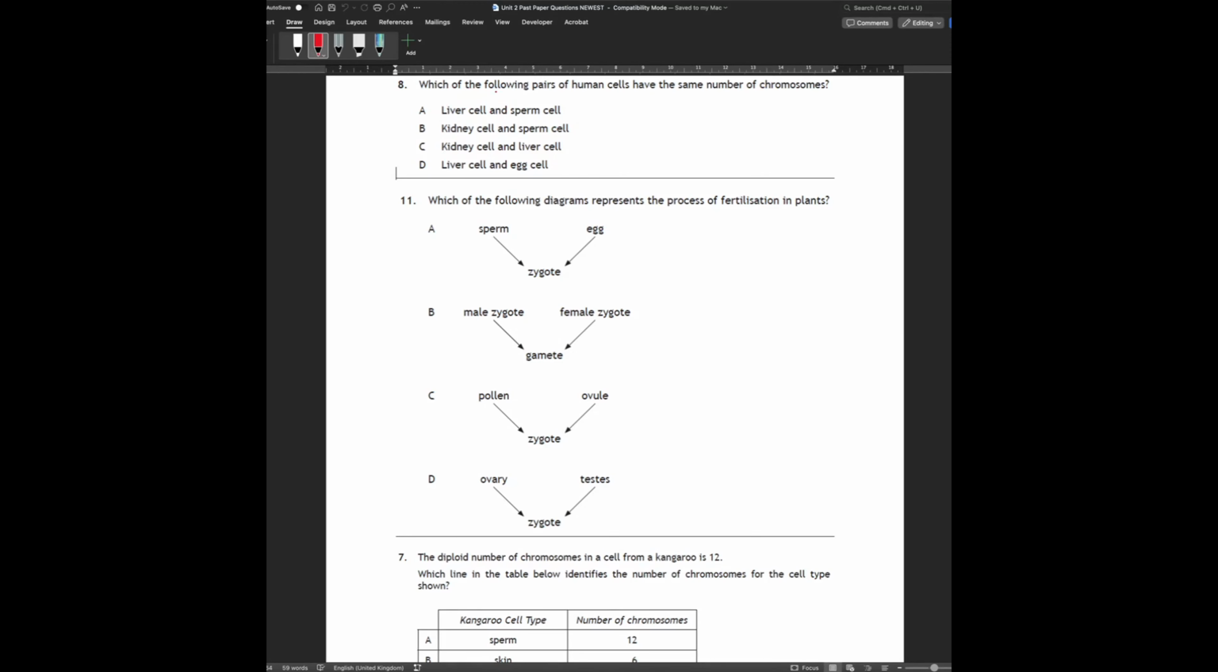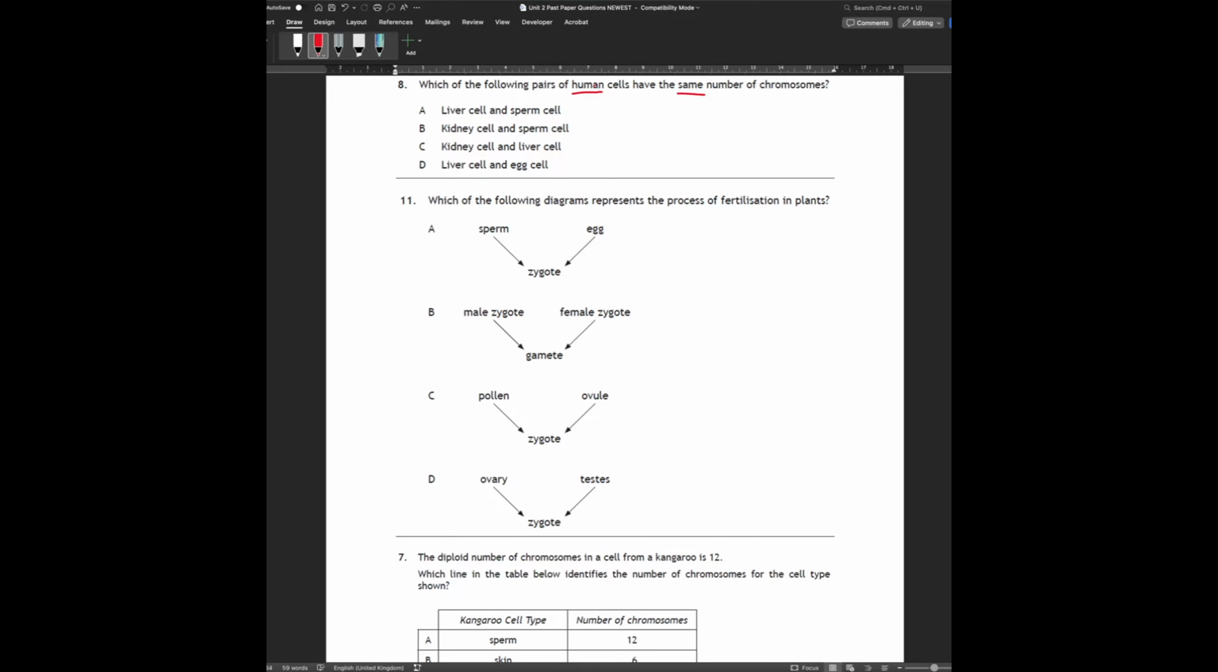So which of the following pairs of human cells, that's an important one, human cells, have the same number of chromosomes? The key thing to remember is humans are animals. So when we're talking about humans, we're talking about animal cells. Most of the body cells are diploid. However, the gametes are haploid. Diploid means two sets of chromosomes, haploid means one set.